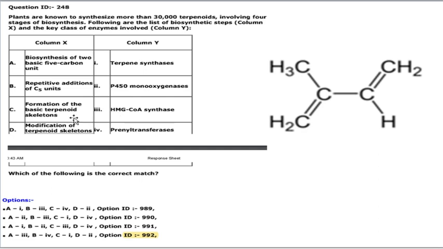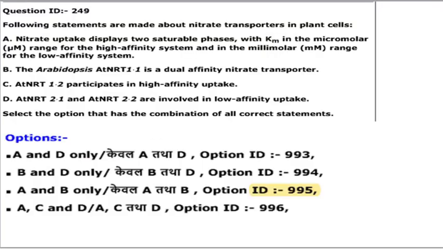Next, formation of the basic terpenoid skeleton is done by an enzyme called terpene synthase, and after that, modification of the terpene skeleton, if needed, is done by the P450 monooxygenase enzyme. Next, following are statements with regard to nitrate transporters in plant cells.